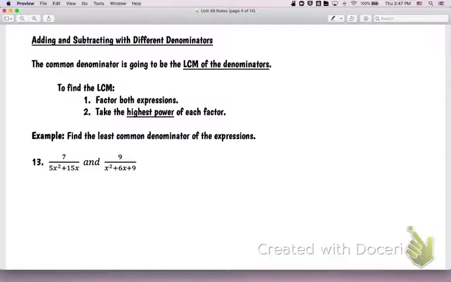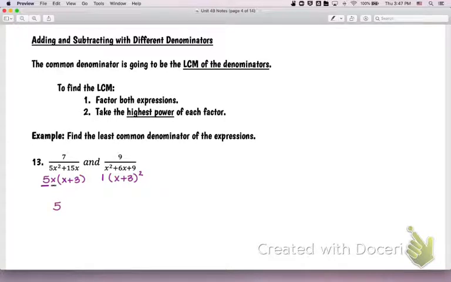So the way we're going to do it is factor both of the denominators, and you have to make sure that you take not just one of everything, but the highest power of everything. So for example, on number 13, we are going to factor the denominators. Here we can factor out a 5x, and we get x plus 3. And here we get x plus 3 squared. So when we choose our common denominator, we have a constant here, and the constant in this case is just 1. So between those, the common denominator would be 5.